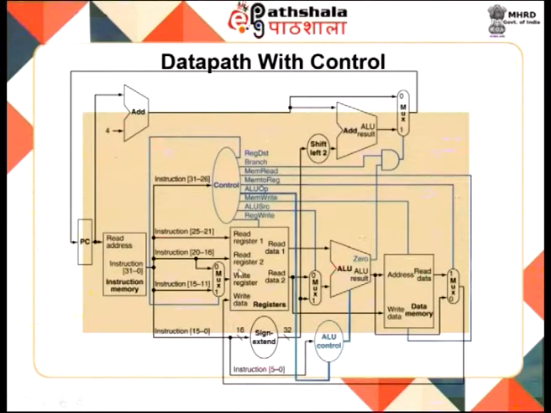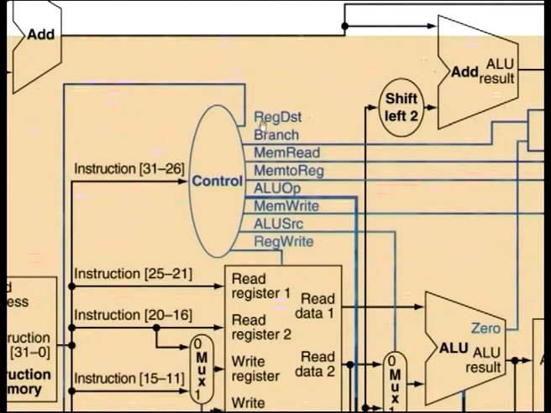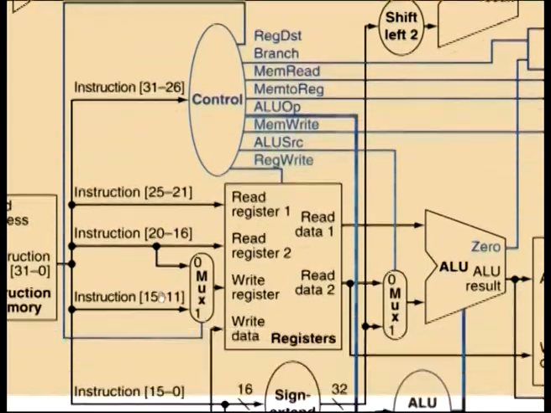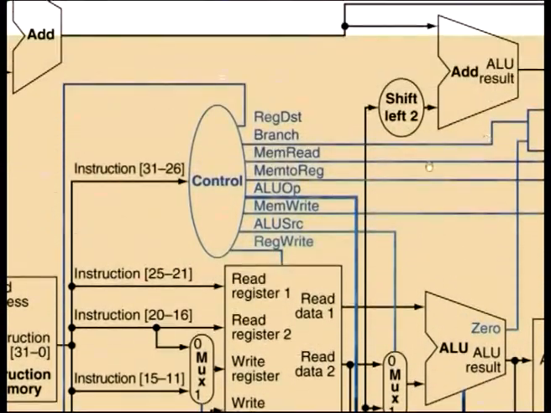So, now if you look at the data path with control, the controls have been shown here. The opcode part of the instruction is fed to your main control unit, and the control unit generates all these control signals. The register destination will tell you which register is going to be used as the destination register. So, that goes as a control for this multiplexer, whether it is going to be RT or RD which is used as the destination register.